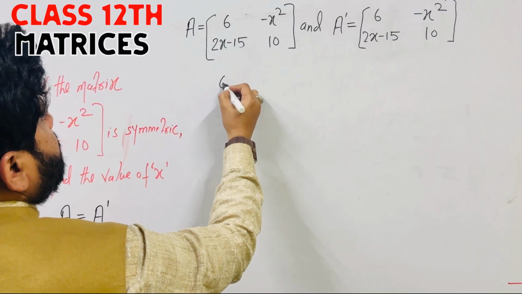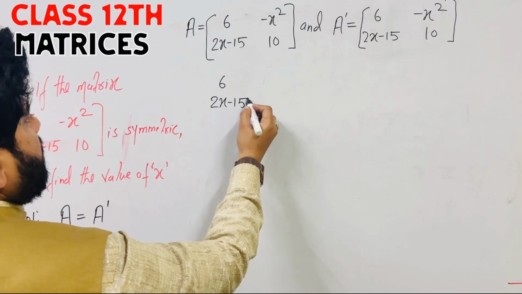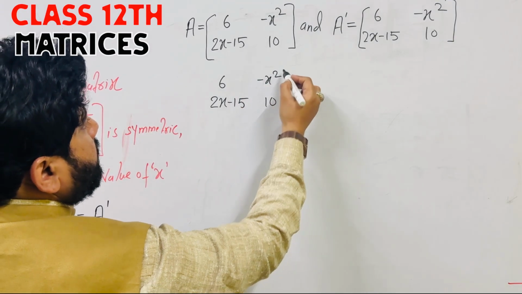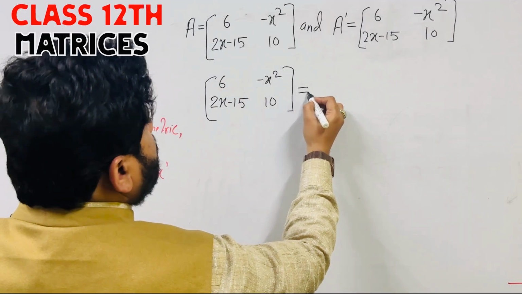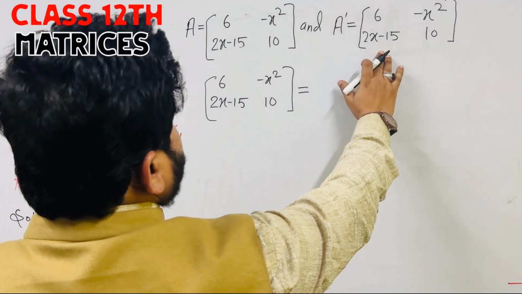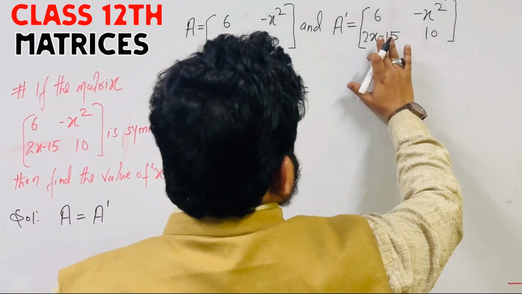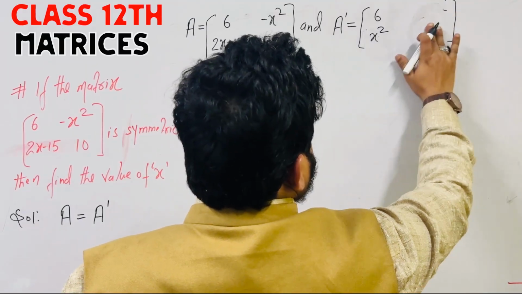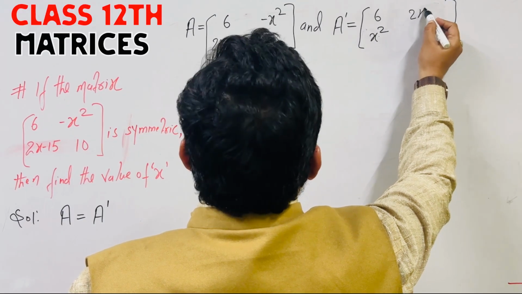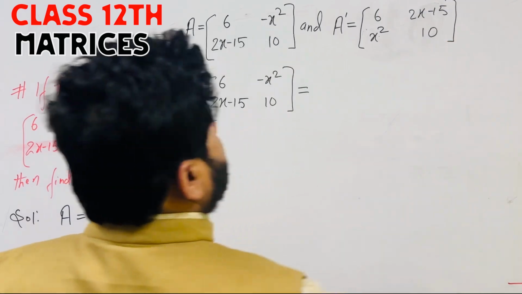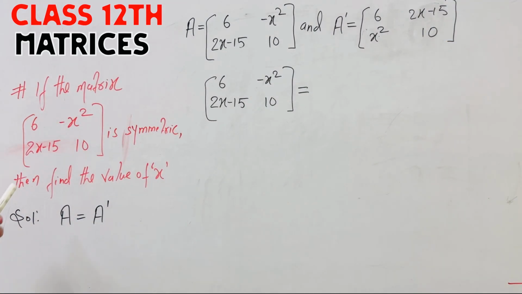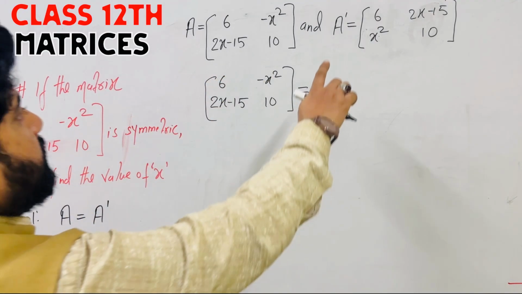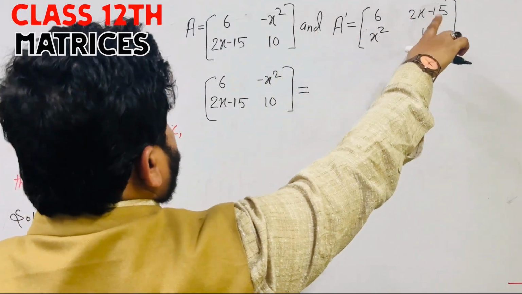You can write this [6, 2x minus 15; minus x square, 10] according to this equation. This is not the transpose of a matrix. The transpose of a matrix is [6, minus x square; 2x minus 15, 10]. This is the transpose of a matrix, because this is the matrix A: 6, minus x square, 2x minus 15 and 10, and this is the transpose, that is, rows change into columns.